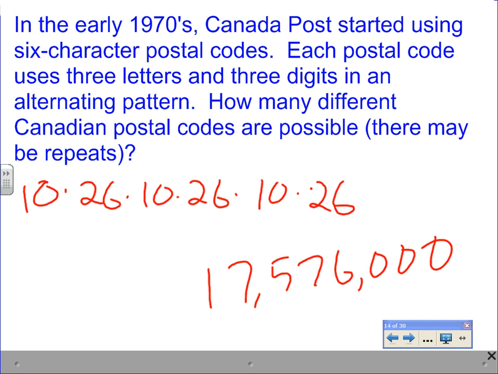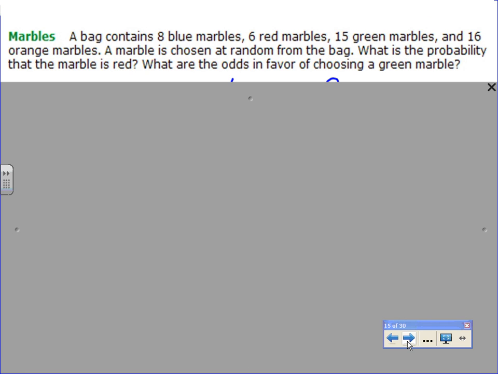Any questions for me on that one? Okay, let's see. You guys are pretty good with regular probability. So here we go. There's 2 questions to this. Put an A and put a B on your board. Erase all of that, Ben. Okay, part A. Well, actually, here's the problem. A bag contains 8 blue marbles, 6 red marbles, 15 green marbles, and 16 orange marbles. There's a total of 45 marbles to save you some time.